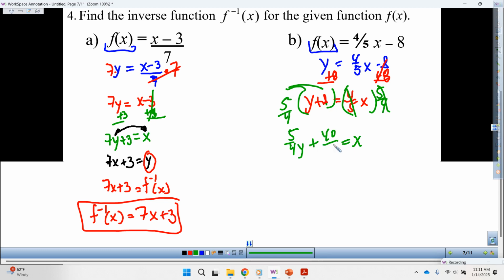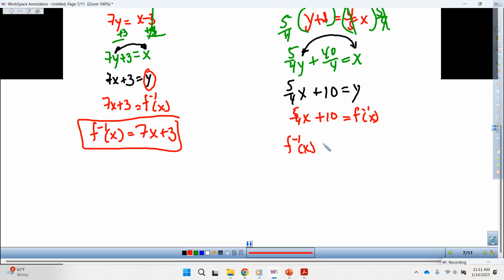That's 40 over 4. All right, what makes it the inverse? When we flip or switch the variables. So 5/4 x plus, I'm going to simplify this one, look up. What is 40 divided by 4? That is 10 equals y. And then at the end, we write f inverse of x equals 5/4 x plus 10. However, remember, we switch these, so f inverse of x equals 5/4 x plus 10.